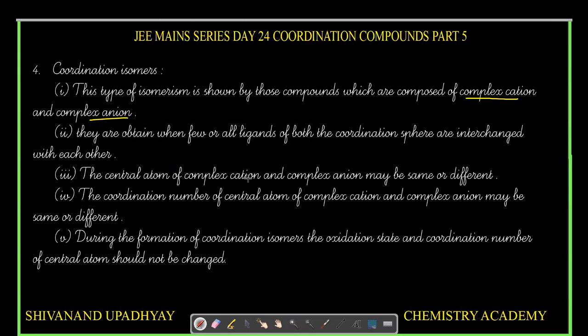The central atom of the complex cation and complex anion may be the same or it may be different. The coordination number of the central atom of the complex cation and complex anion may be the same or different. During the formation of coordination isomers, the things which are not going to change are the oxidation state of the central atom in the coordination sphere and the coordination number of the central atom. These two things should not be changed.